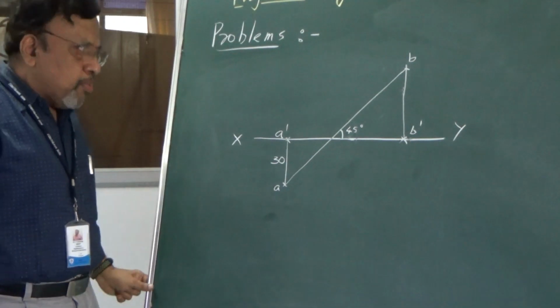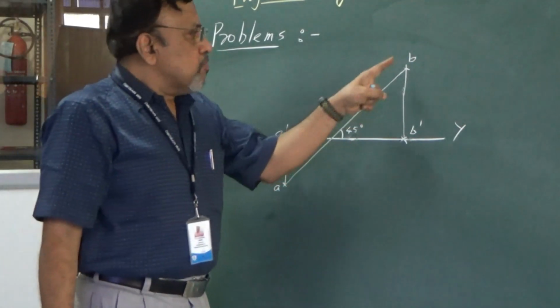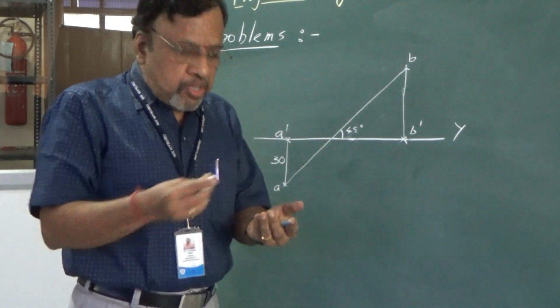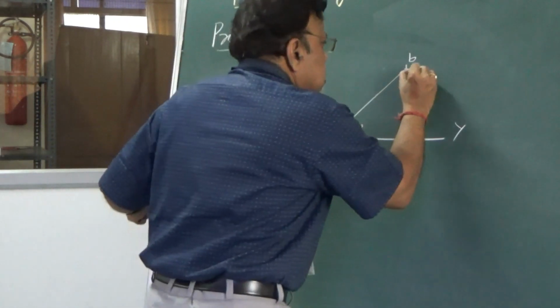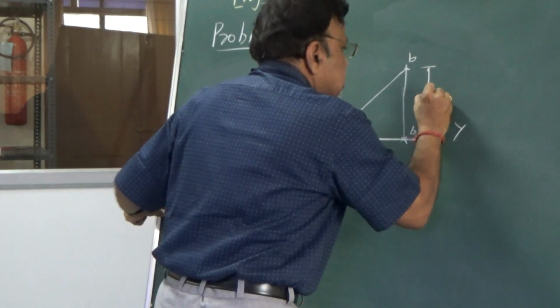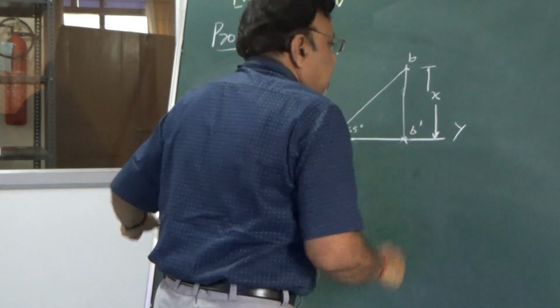Okay. Then we are supposed to determine the distance of the point B from VP. That means what should I do? I need to measure this distance. So measure this distance, that is the distance X, and just put it there.